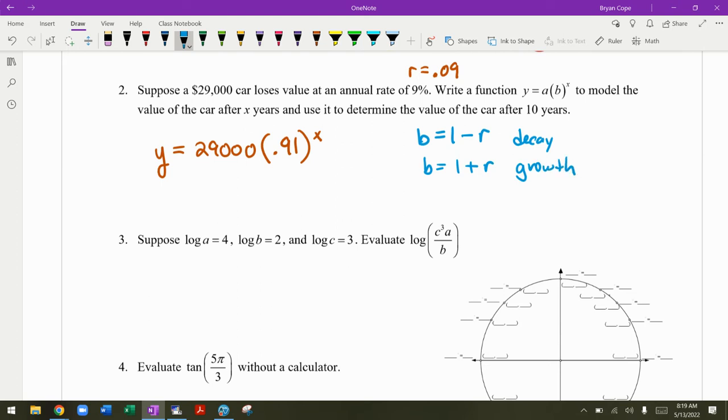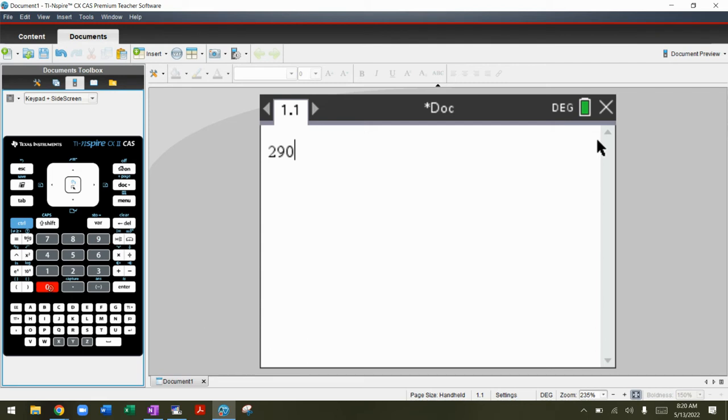So now when we plug in 10 years, 10 goes in for x. So it's 29,000 times 0.91 raised to the 10. Let's go to the calculator. 0.91 raised to the 10. And the value of the car is 11,293.